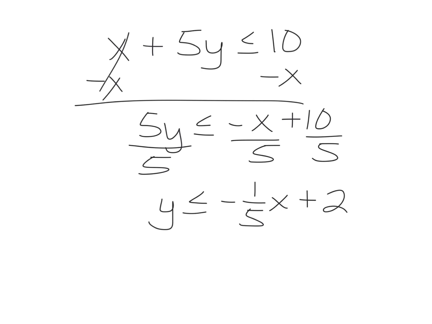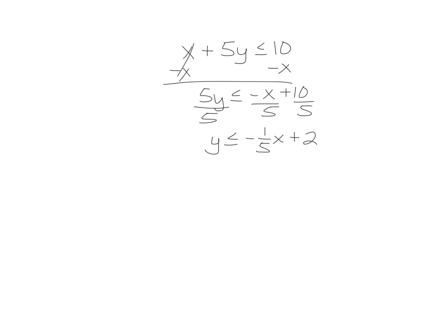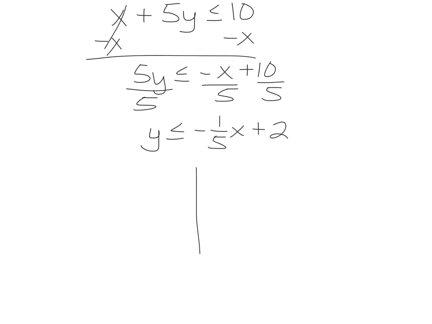Now, is this in a form where we can graph? Yes. So let's graph. What would be my first graphing point? Up 2 on the y. And then where do I go from there? Down 1 to the right 5. Good.